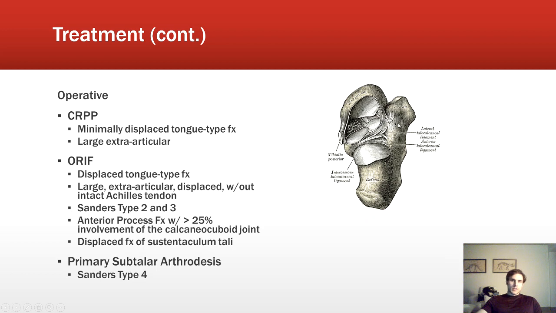And then this image I threw in here just to help you visualize the bifurcate ligament. It's this white sheet right here. Here's your cuboid, here's your navicular, here's your calcaneus, and it's just connecting those three structures together. So this is what causes avulsion fractures of the anterior process when it's under tension.